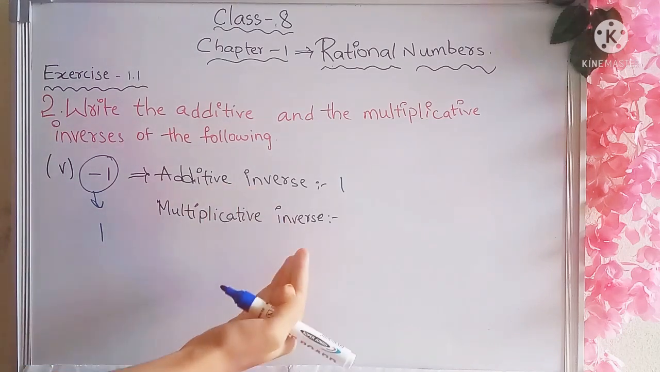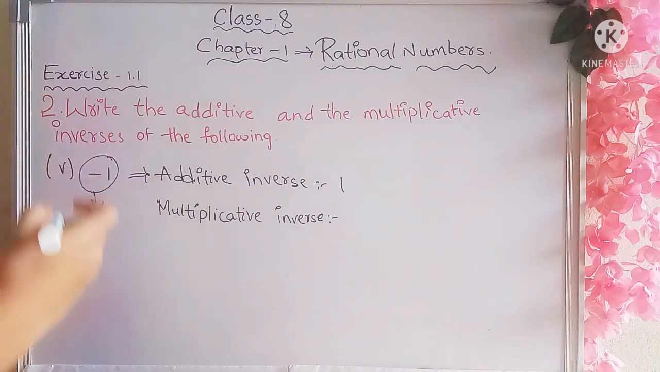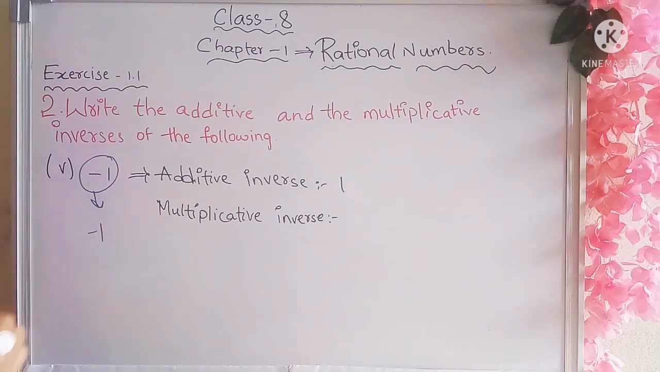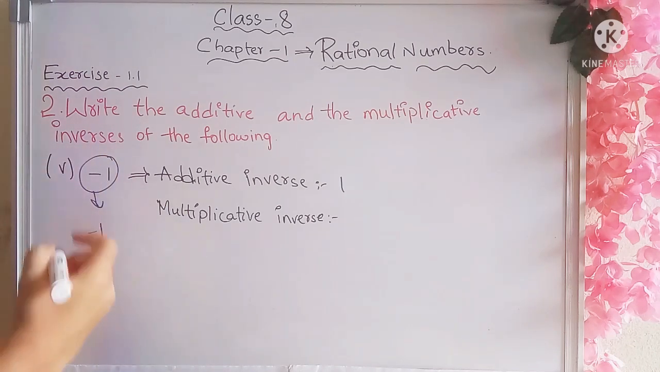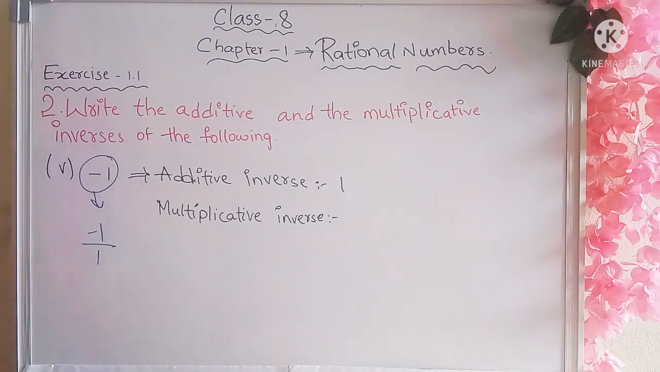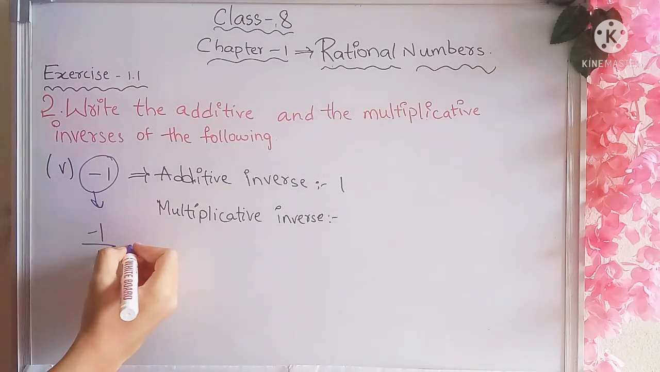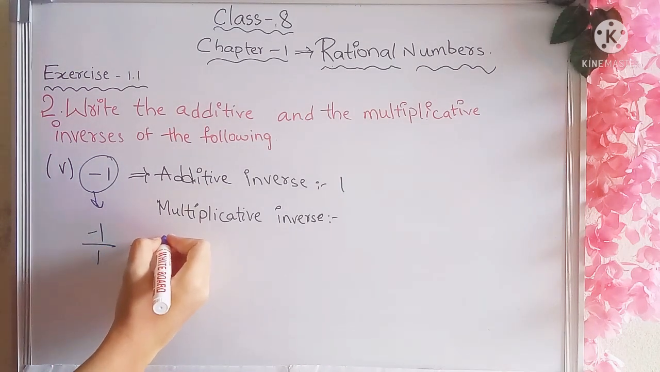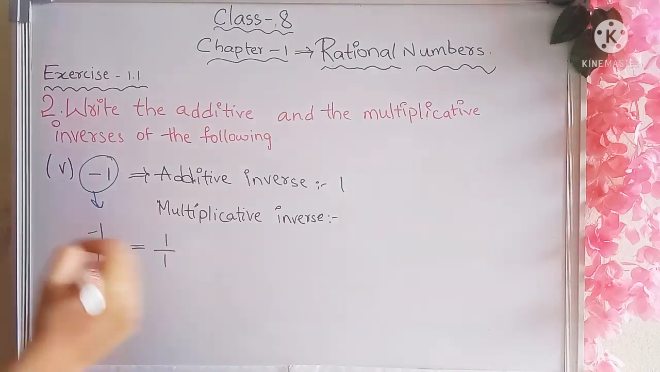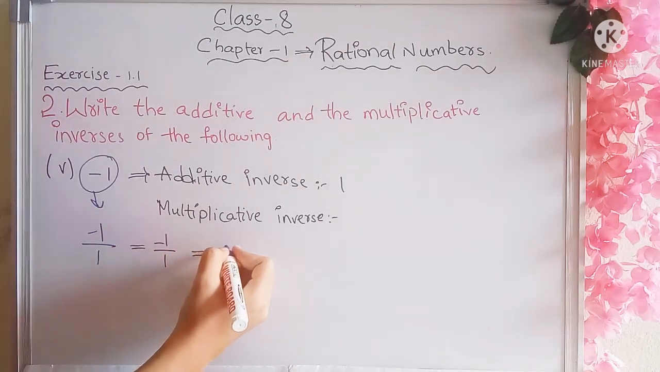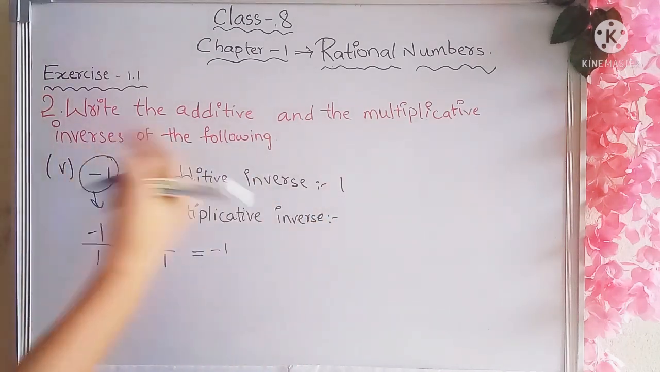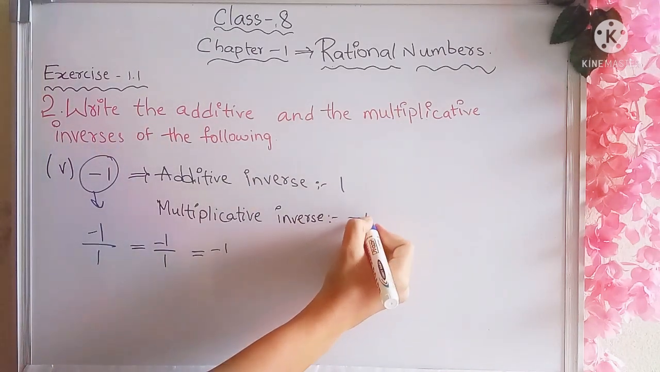And the multiplicative inverse is the reciprocal of it. So here, minus 1, we write this integer in the form of a rational number by keeping 1. So now the reciprocal of it gives 1 upon 1 and the minus symbol remains the same. So this is equal to minus 1. So the multiplicative inverse of minus 1 is minus 1 only.